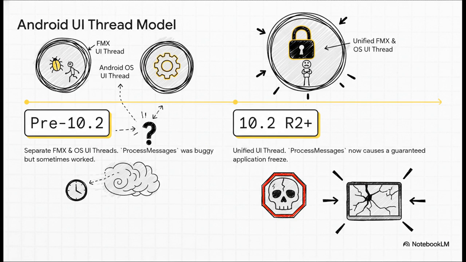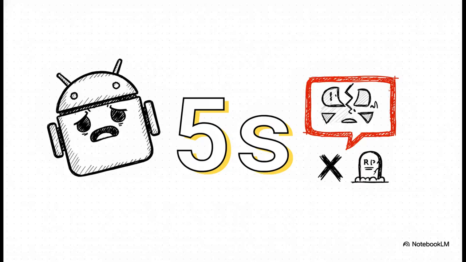This was a fantastic move that fixed a ton of other bugs, but it was a death sentence for the Application.ProcessMessages hack. And here is the magic number you need to remember: 5 seconds. On the Android operating system, if you block the main unified UI thread for about 5 seconds, the OS itself steps in. It assumes your app is broken, that it's locked up, and it presents the user with that dialog box we all hate to see: application not responding. And it gives them a nice big button to kill your app.